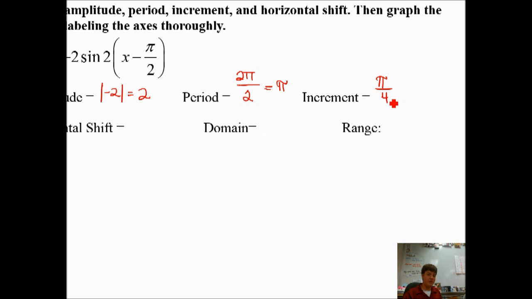Okay, so the increment is going to be the period over 4, or pi over 4. The horizontal shift is going to be right pi over 2, or x is equal to pi over 2. Now let's start graphing here, but first we're going to grab a different color to draw the graph.